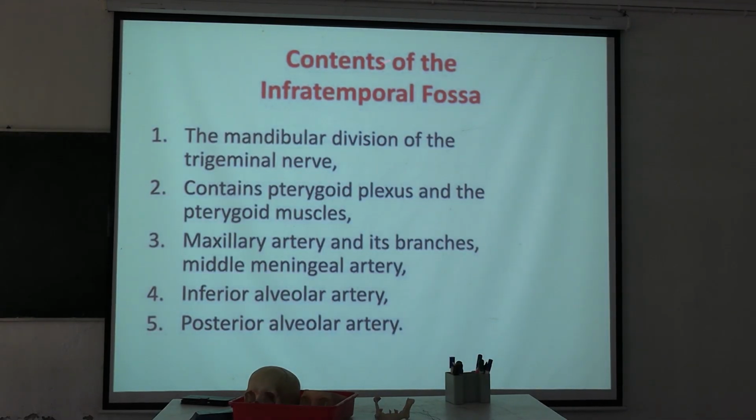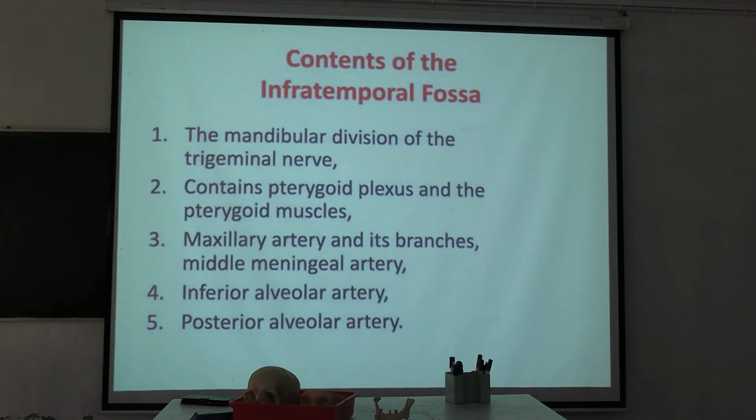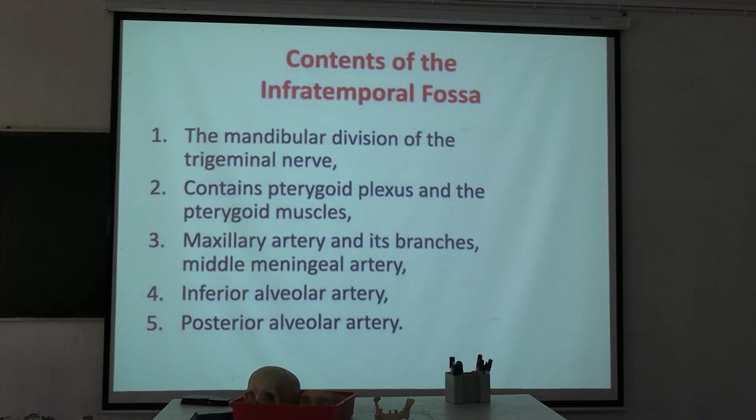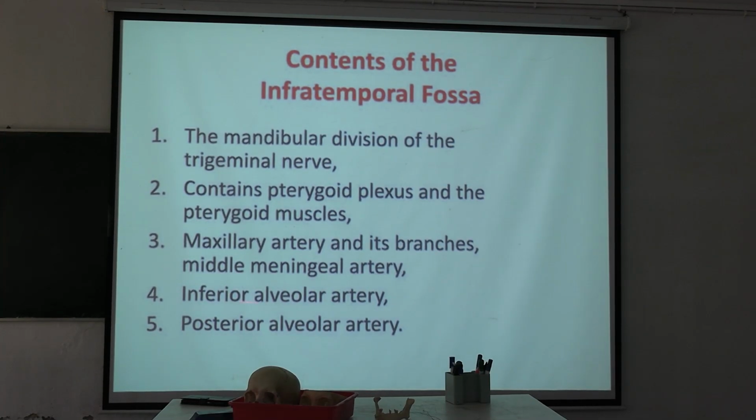What will be the contents of the infratemporal fossa? The mandibular division of the trigeminal nerve, the pterygoid plexus and pterygoid muscles, the maxillary artery and its branches, the middle pharyngeal artery, the inferior alveolar artery, and the posterior alveolar artery. All these are contents of the infratemporal fossa.